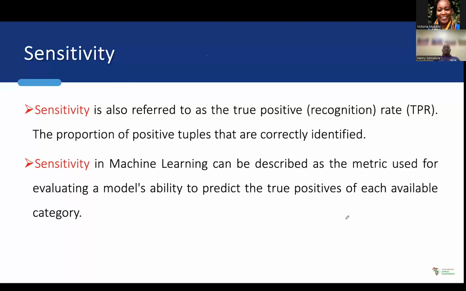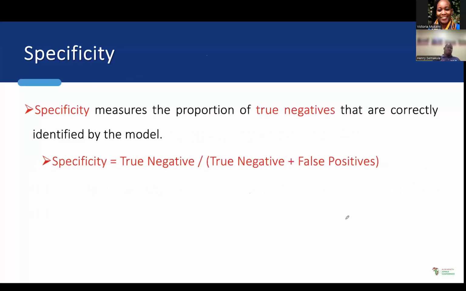The other name of sensitivity or recall is the true positive rate. So you may find in an assignment towards the end that I've given, maybe I'm asking for the true positive rate. The true positive rate is the same as what we call sensitivity or recall.